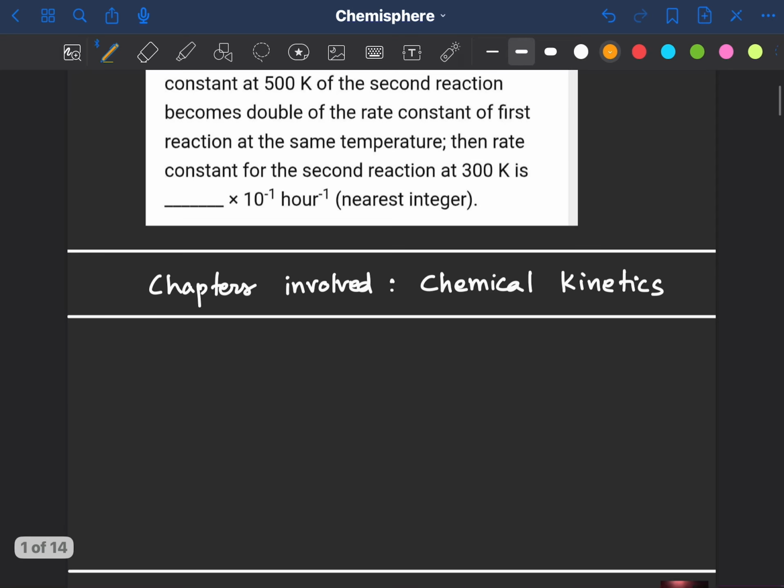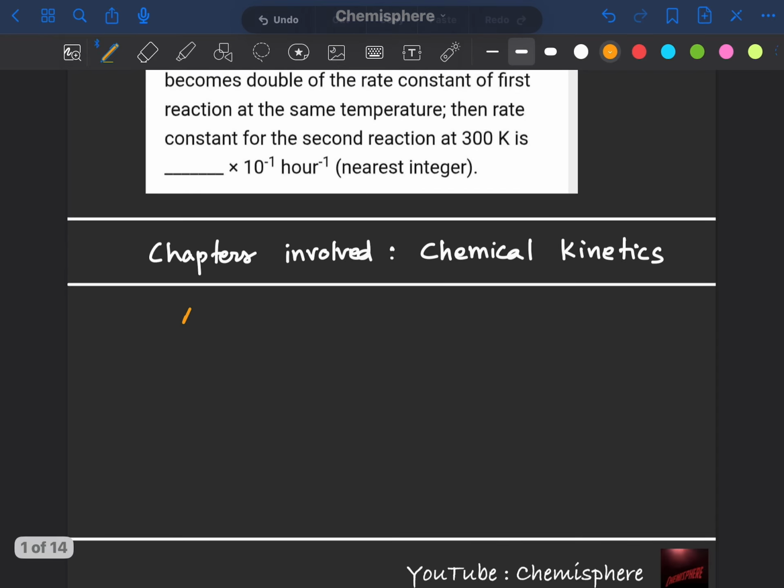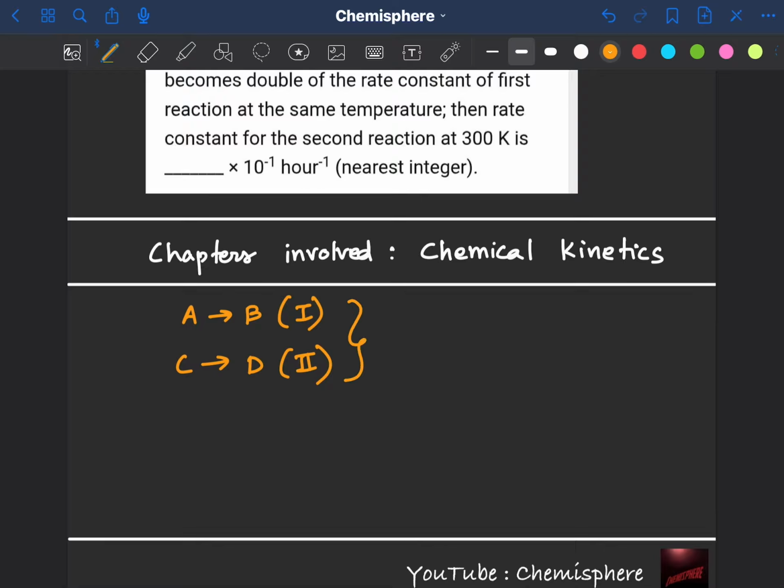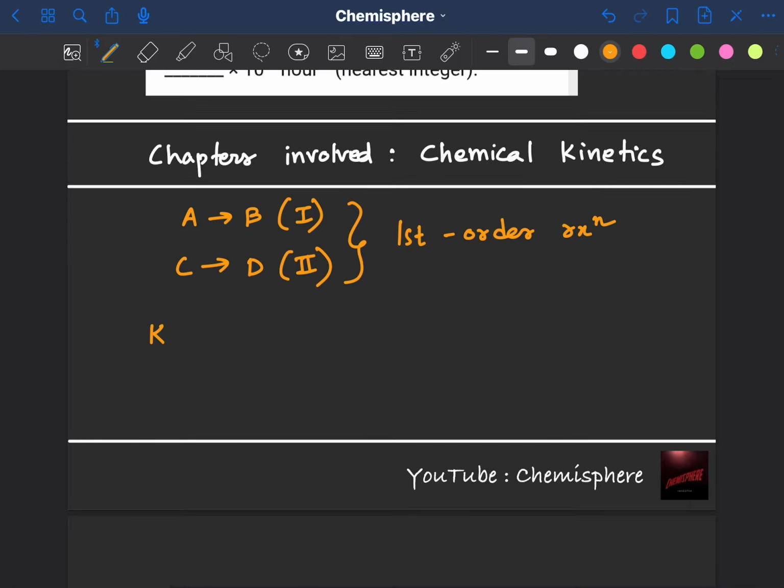First, they have given us that there are two reactions, A to B. Let's say that is reaction 1, and C to D, let's say that is reaction 2. Both of them are given to us as first order reactions. Then they have given us that the rate constant of the first reaction at 500 Kelvin is equal to 2 times the rate constant of the first reaction at 300 Kelvin. This is the second information.